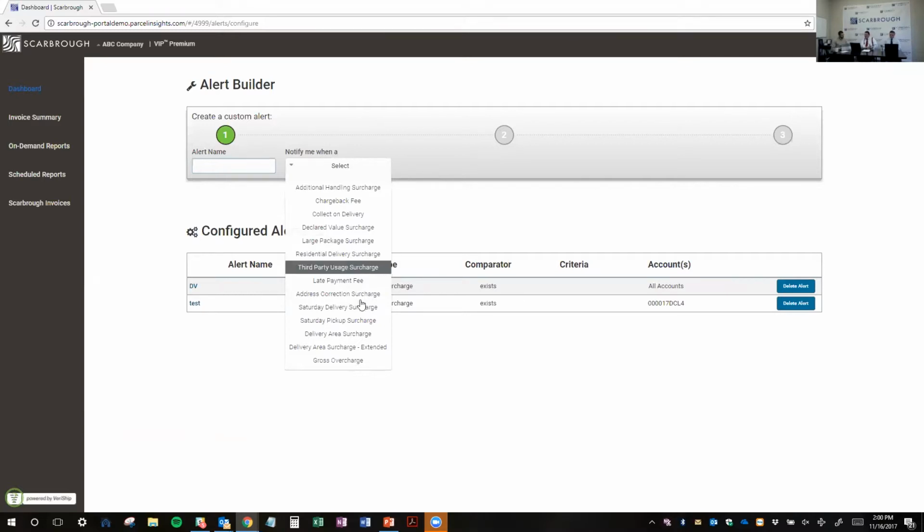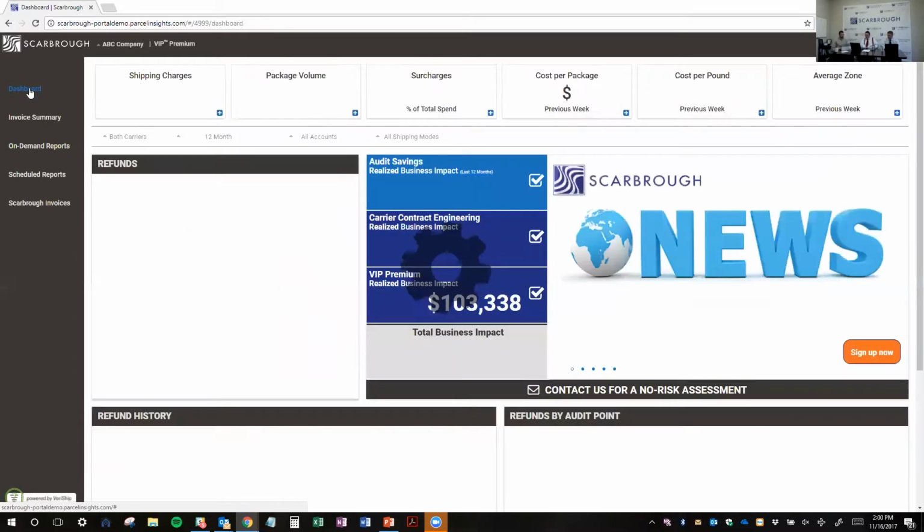So, for example, gross overcharge. They could say, I know that there's no reason a package that I ship should ever cost more than $200. If it does, I want to know right away. As soon as that invoice comes out, I want an alert that says somebody charged over $200 onto my account. So I could build that alert right here, and that would show up in the platform the next time that I logged in. So again, the idea here is to give you those alerts in near real time so that you can get ahead of it, so that the stuff doesn't fall through the cracks. If that makes sense.